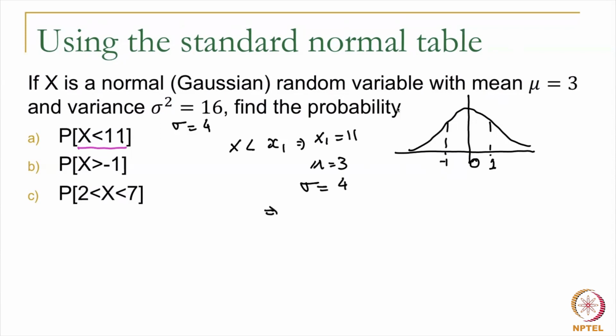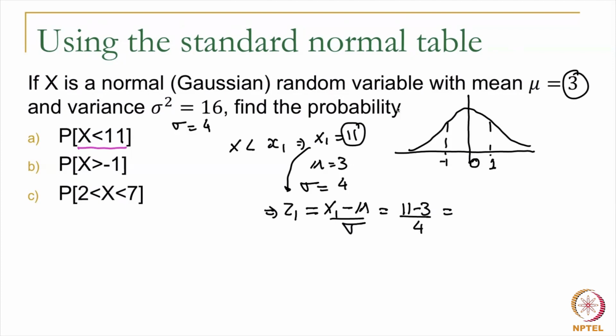Sigma is 4, which means the corresponding z1 is, when we ask corresponding z1, really speaking, what we are asking for is how many standard deviations is this value away from the mean? How many standard deviations up am I looking at? Okay, really speaking, that's what we are asking. So z1 is x minus mu by sigma, which is 11 minus 3 by 4, which is 2. So in some sense, what we are asking is how many of these values are below 2 sigma, okay, starting from minus infinity.